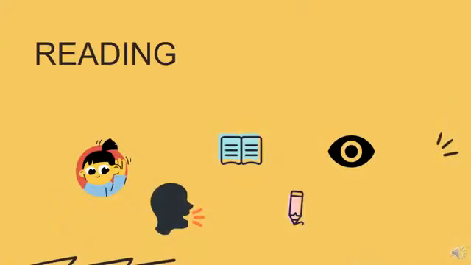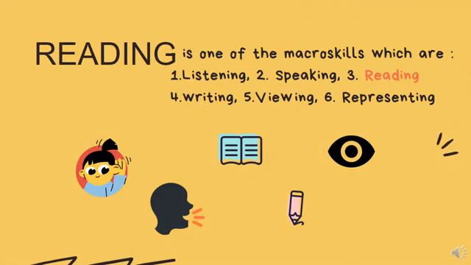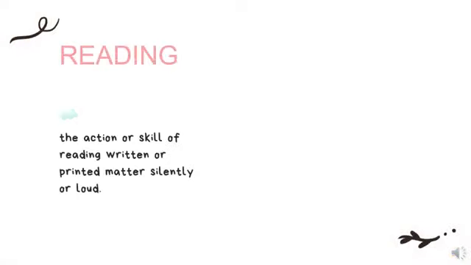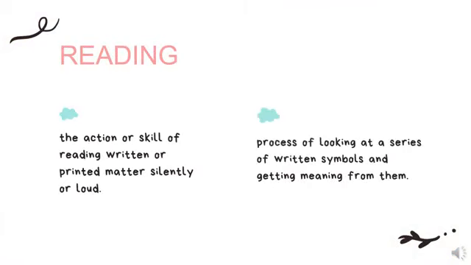So let's define reading. Reading is one of the macro skills, which are listening, speaking, reading, writing, viewing, and representing. Reading is the action or skill of reading written or printed matter silently or aloud. It is also a process of looking at a series of written symbols and getting meaning from them.